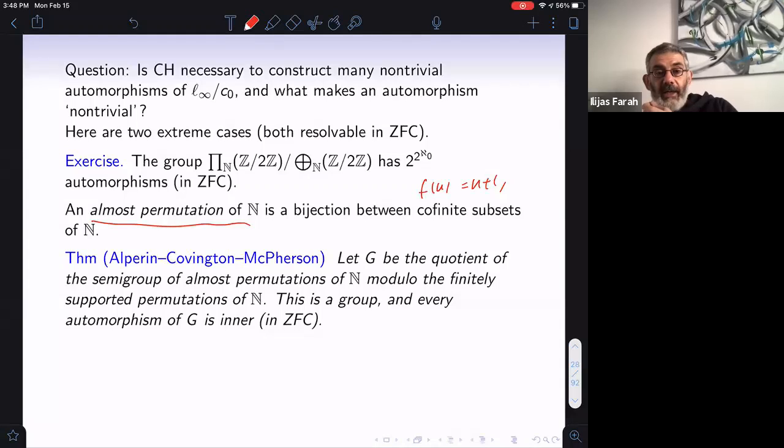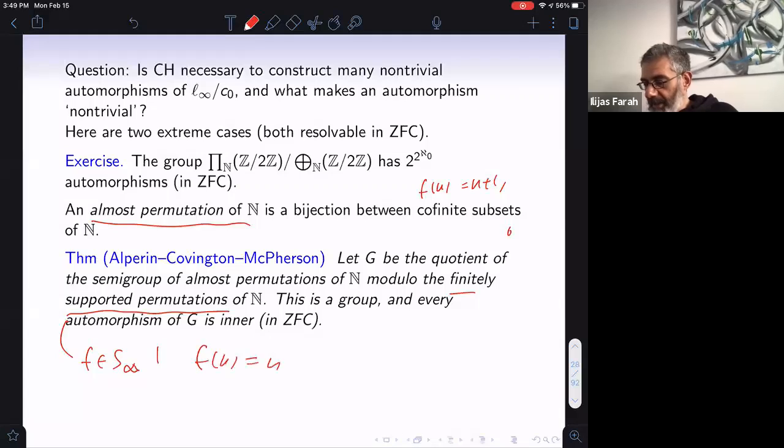And now, if you look at almost permutations of natural numbers with respect to composition, a composition of 2 almost permutations is an almost permutation, right? Because both domain and codomain are going to be cofinite. And now look at permutations which are finitely supported. What I mean by this is f in S infinity, the permutations, such that f of n is equal to n for all but finitely many of the n's. Right, so the place where something non-trivial is happening is finite.